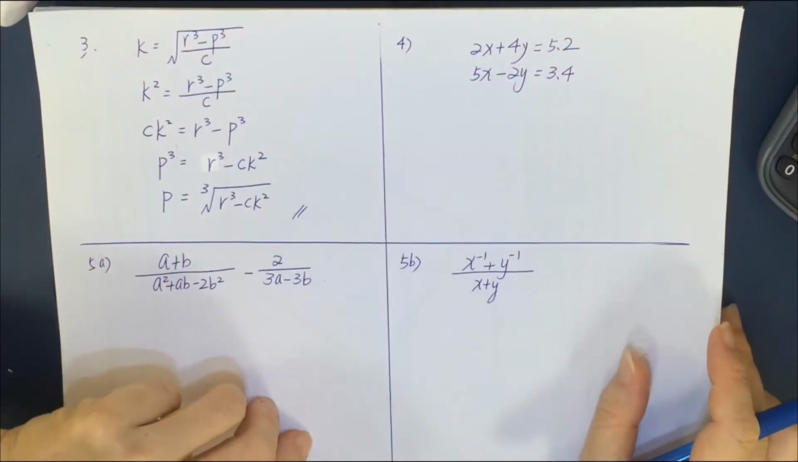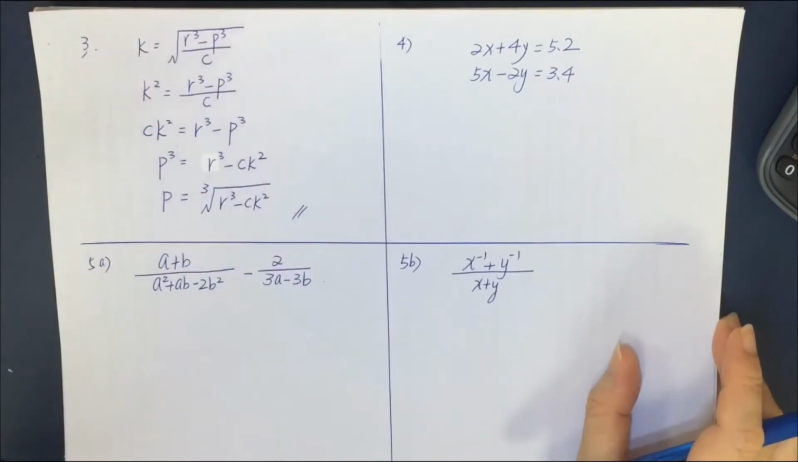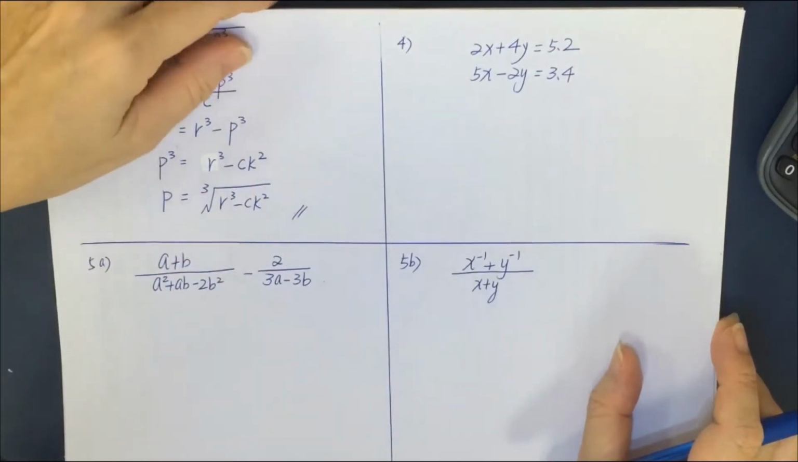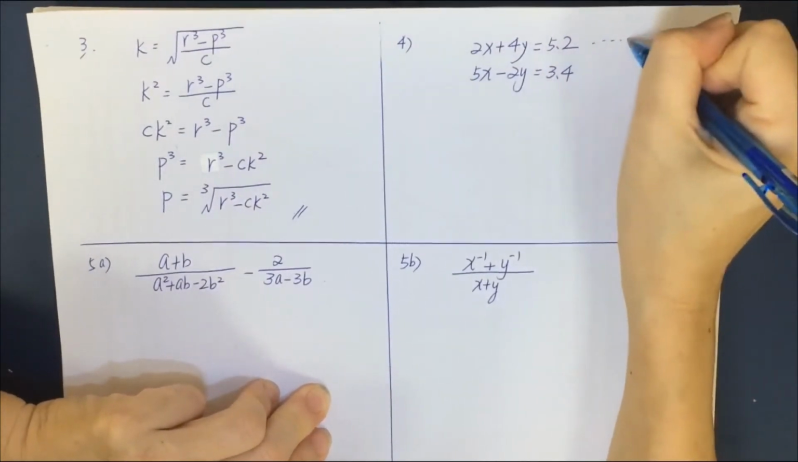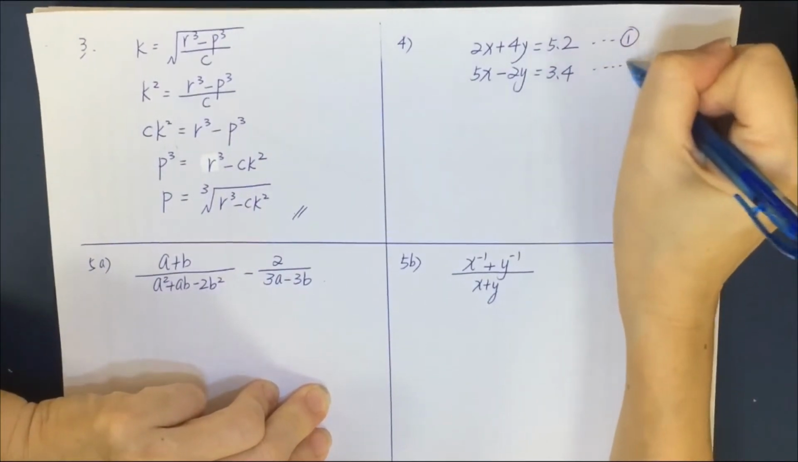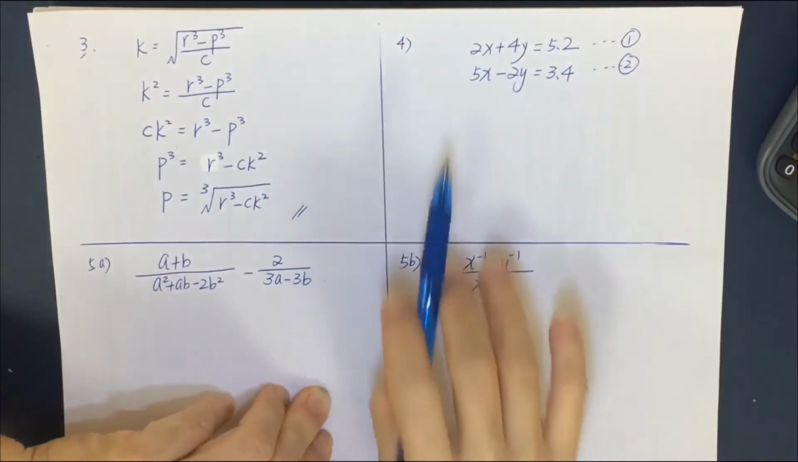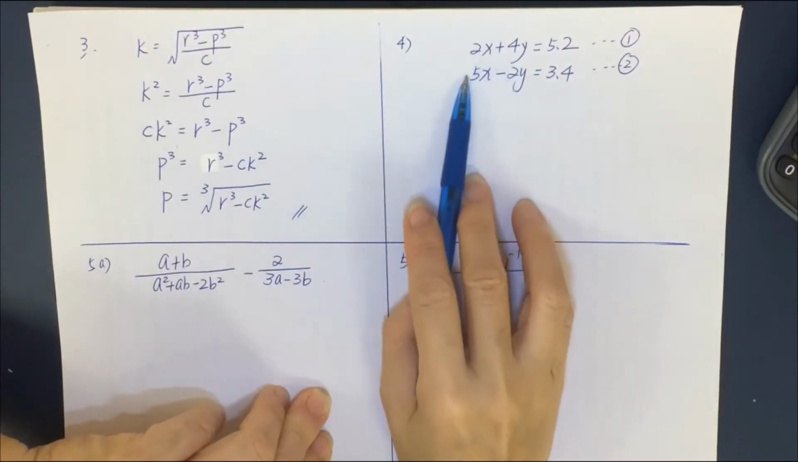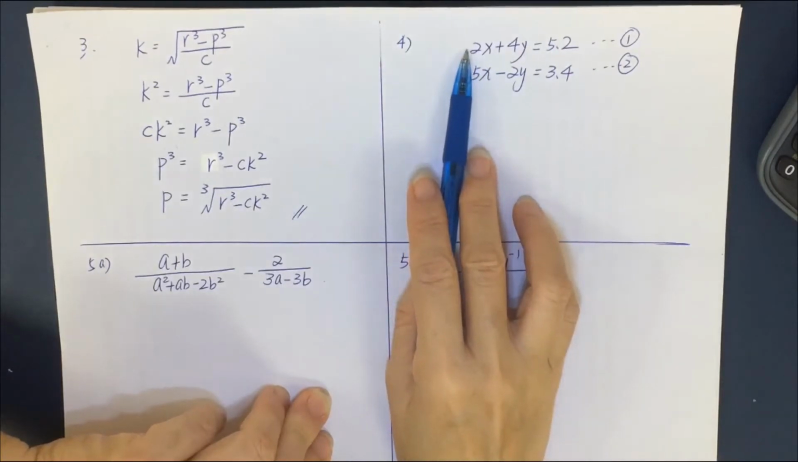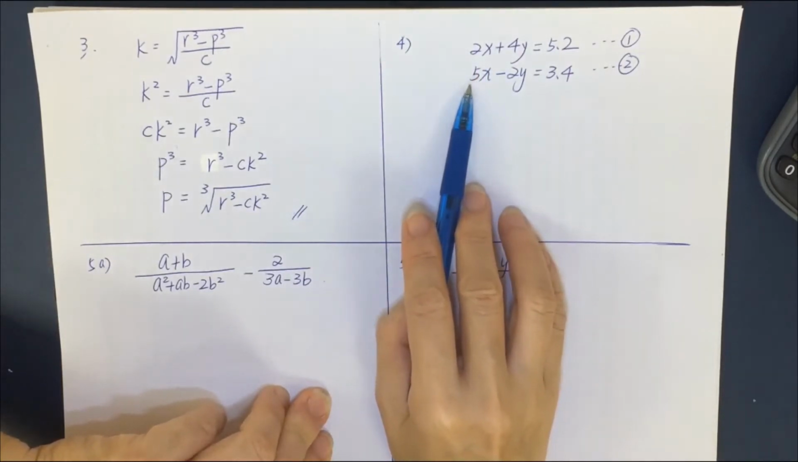Okay, question 4 is to solve simultaneous linear equations. This equation can be solved by the elimination method. How do I do elimination? You see, this 2x and 5x, if I were to handle the x, I need to times 5 and I need to times 2 here, which is more troublesome.